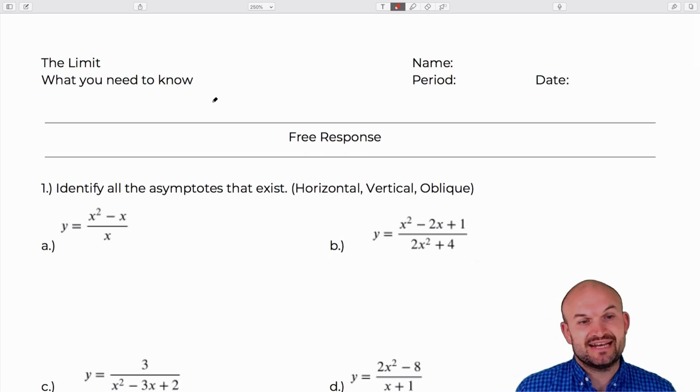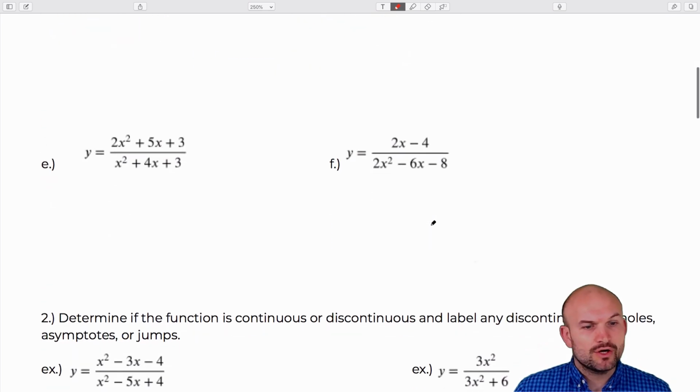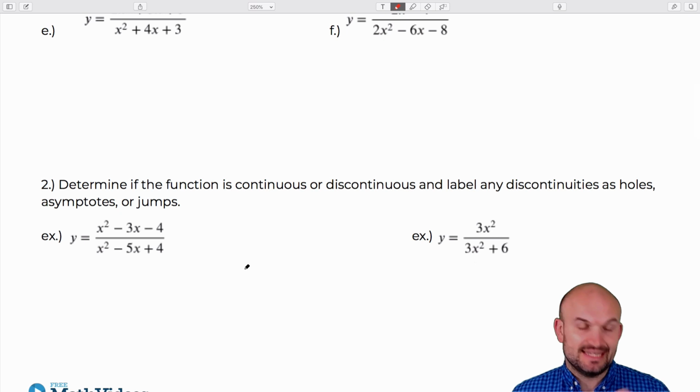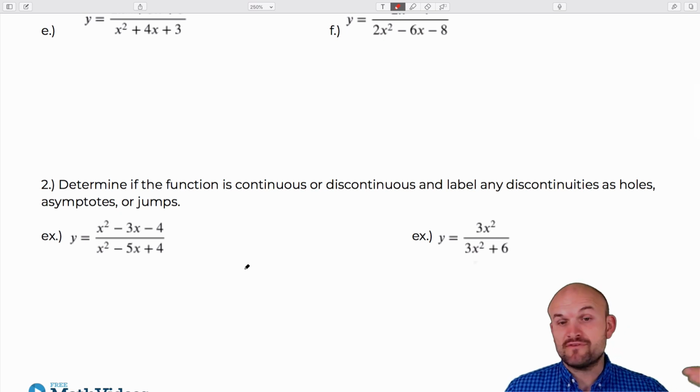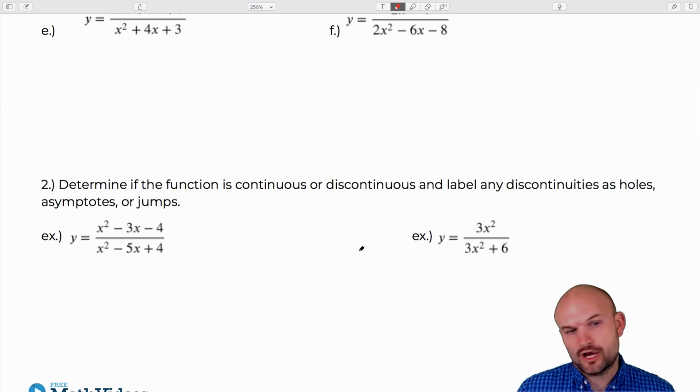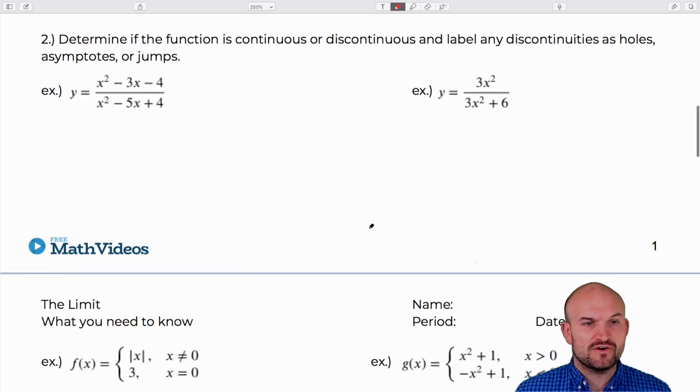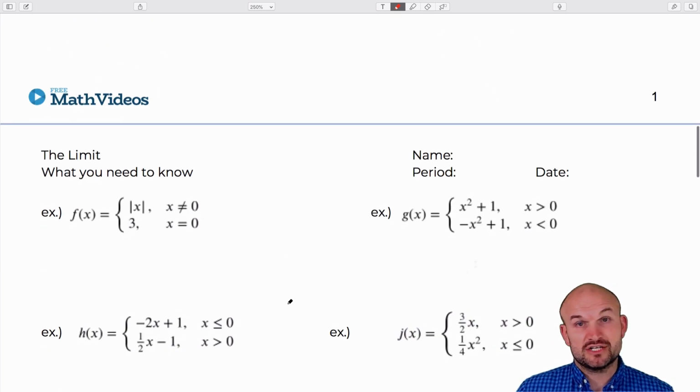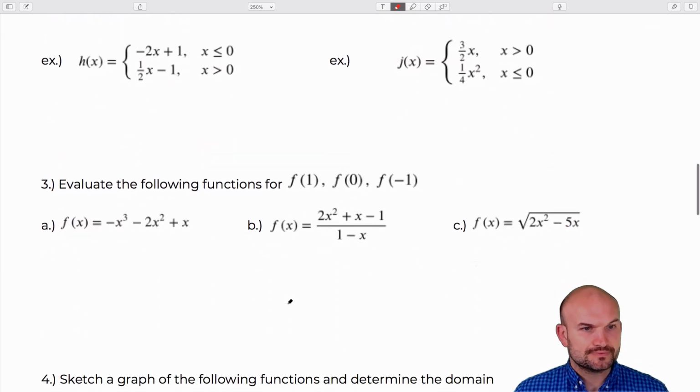for identifying the limit. So what we're going to work on here is covering how to identify the asymptotes: horizontal, vertical, and oblique. Then we are going to jump into identifying the discontinuities, or identifying if a function is continuous or discontinuous. And if it is discontinuous, then identifying the type of discontinuity as a hole, an asymptote, or a jump. So we have, again, some more rational functions here. And then we're going to also work into some piecewise functions.